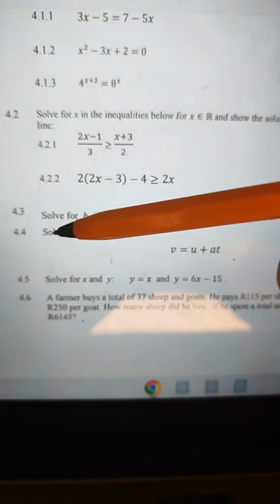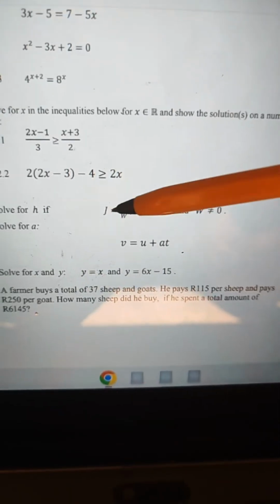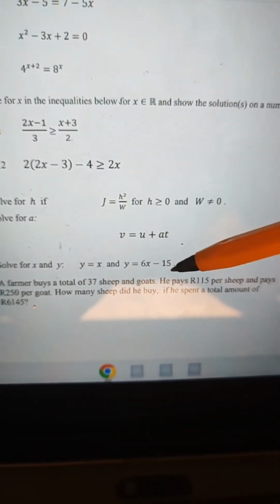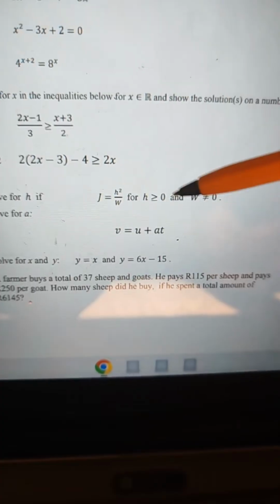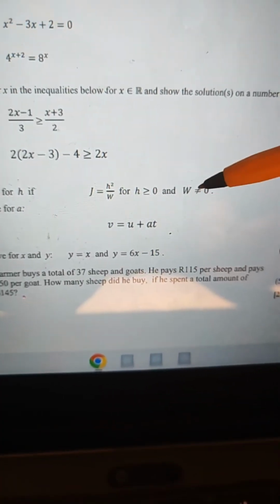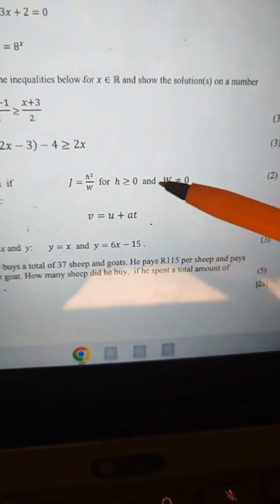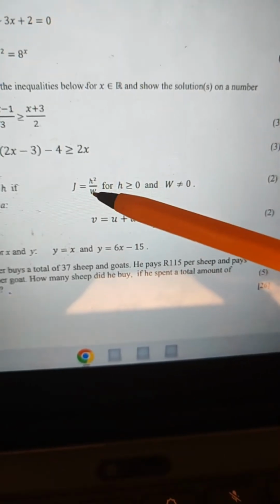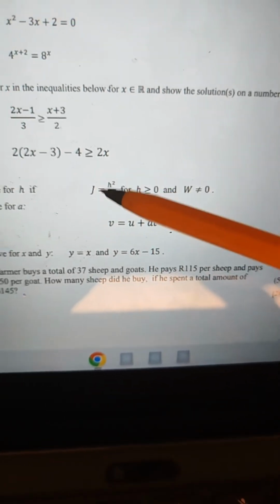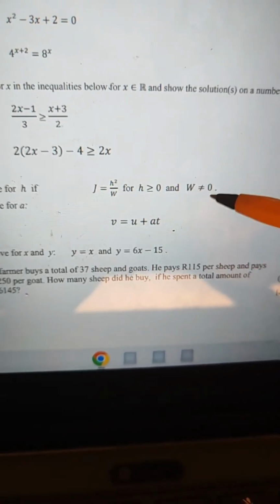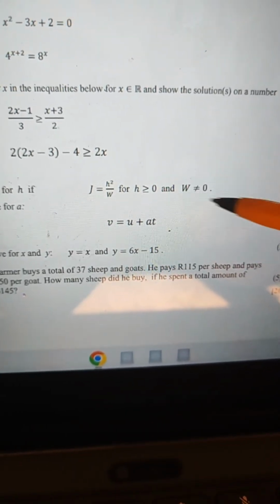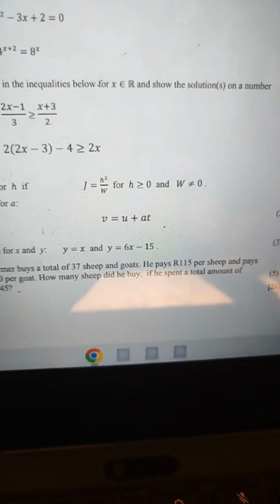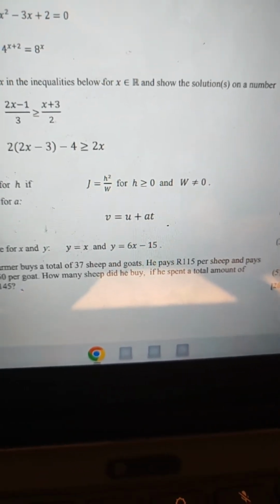The question says solve for h if j is equal to h squared over w, for when h is greater than or equal to 0 and w cannot be 0. These are restrictive things that we are being told here. Remember, if w is 0, then we would have a problem because the equation would be undefined. So they are just putting a restriction to say w cannot be 0, which makes sense, and it's very much appreciated.